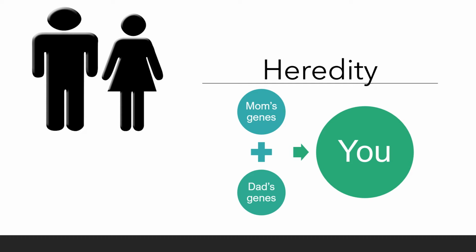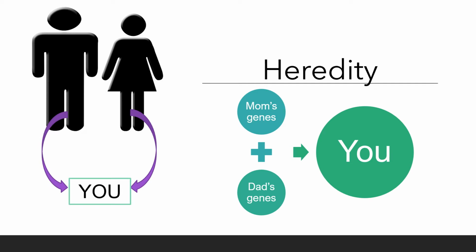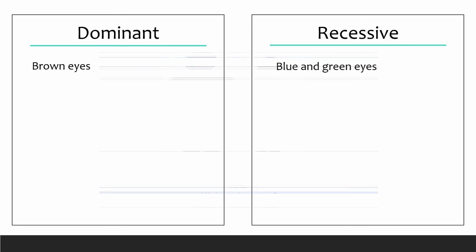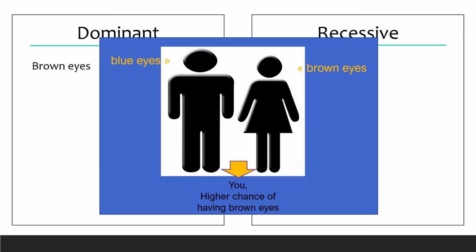You are given 2 sets of genes for every part or trait of your body, one set from your mom and one from your dad. Now in those genes, to determine which trait you end up having, we have to look at dominant and recessive genes. For example, having brown eyes is a dominant gene, and this means if your mom has brown eyes and your dad has blue, you are more likely to have brown eyes as opposed to blue or green.